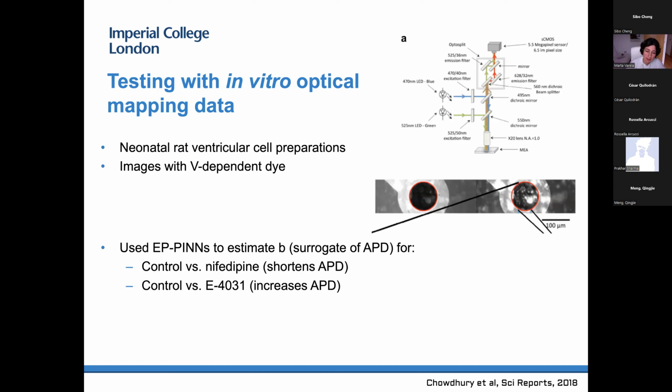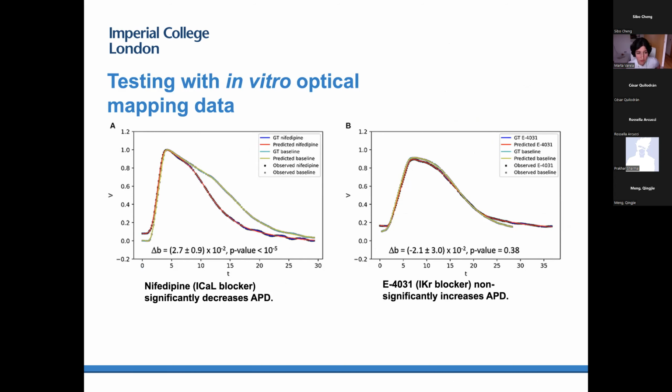We had pairs of images: baseline with no drug, and with a drug called nifedipine that shortens the action potential duration, and then another set of control data and another drug, which in this case increased the action potential duration. We wanted to see if the PINNs were able to detect these changes in APD. So here's a snapshot of one of the action potentials used. We used much more experimental data here than we had for the in silico tests.